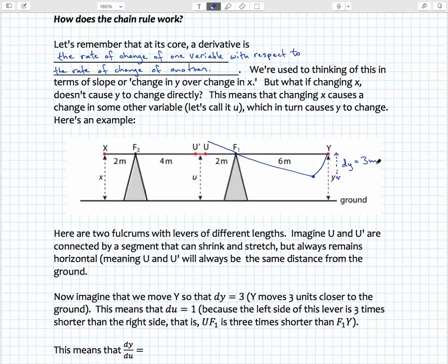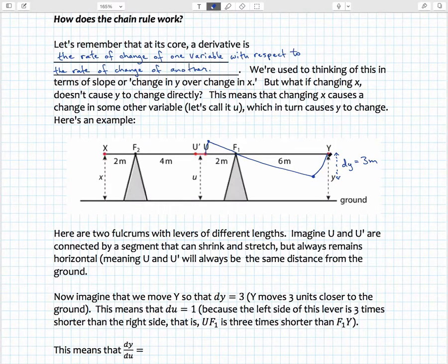So this change in y, because it's a lever that's connected to this other endpoint, is going to change the position of u. It's going to go up, but not as far, because the length of this lever is 6 meters, while the length of this is only 2 meters. So we could say that the length of this is 3 times as long, which means that a change that happens over here is going to be 3 times as big as the change that happens over here.